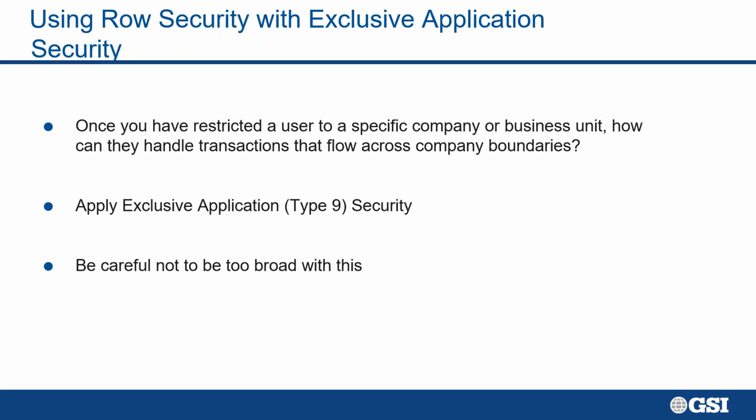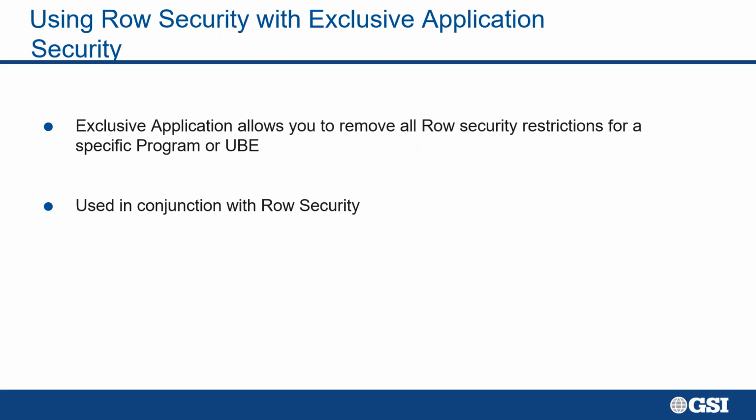I'll get into how to use that in a second, but something to be careful of is not to get too broad with this. It is a quick fix. It's a manageable fix, but if not used properly and thought out, it can be used too much, which in effect overwrites row security. So what exactly is exclusive app security when used in conjunction with row security?